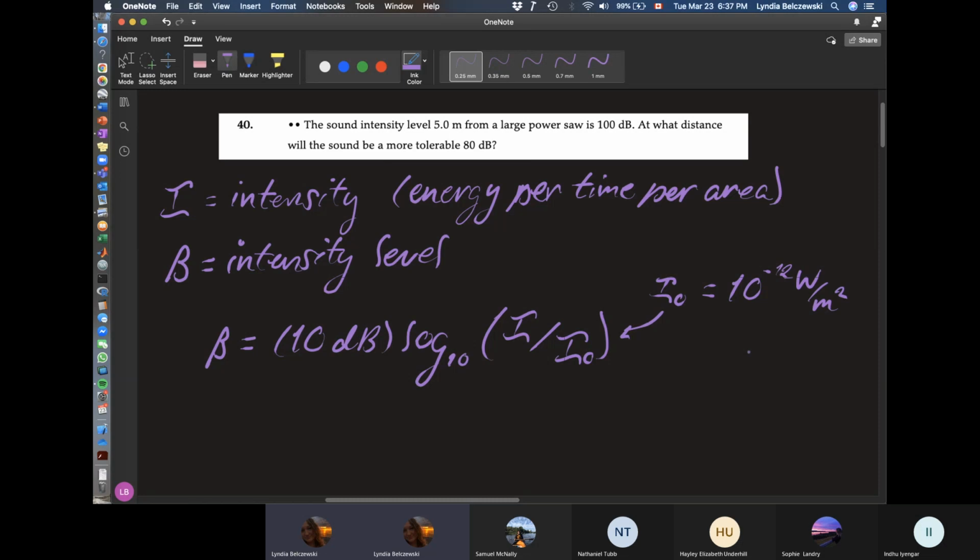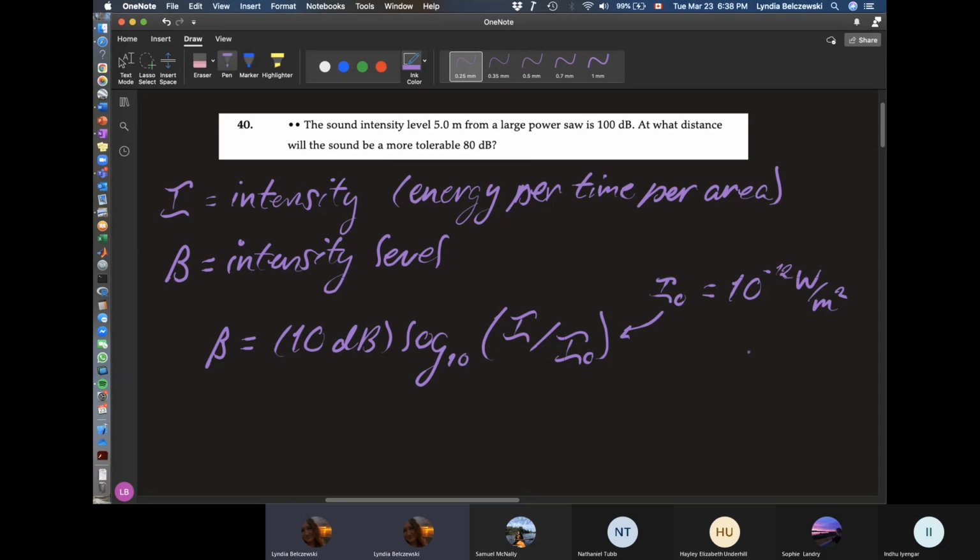Now, this question is saying that the sound intensity level at a distance of 5 meters, I'm not sure why there's a 5 meters there. Oh, at a distance of 5 meters, I guess, from a large power saw is 100 decibels. So at what distance will it be 80 decibels?